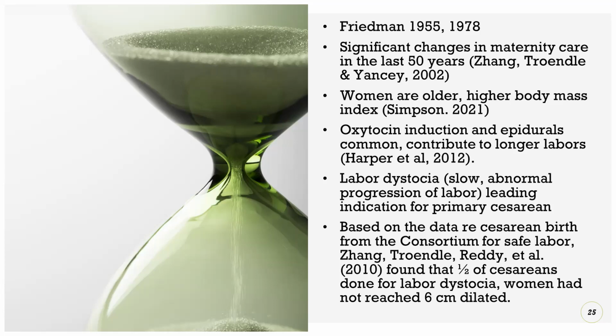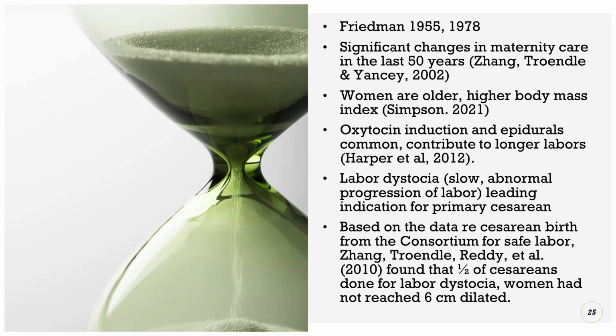We are able to have our babies at an older age in this period, and we have a higher body mass index than they did 50 to 70 years ago. And both of those things increase length of labor. We see oxytocin induction and epidurals, they're common, and they also contribute to longer labors. So when we look at labor dystocia, the definition of this is slow, abnormal progression of labor, and it is the leading indication for primary cesarean section, as I said before.